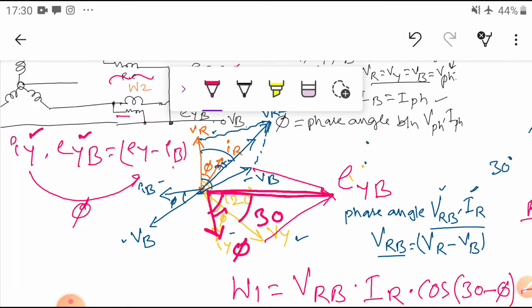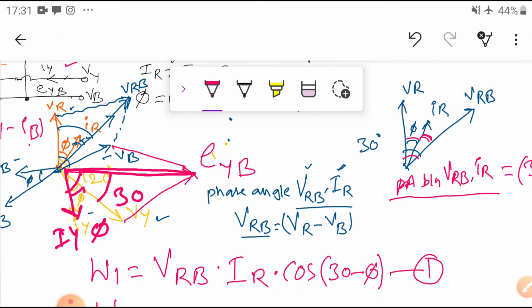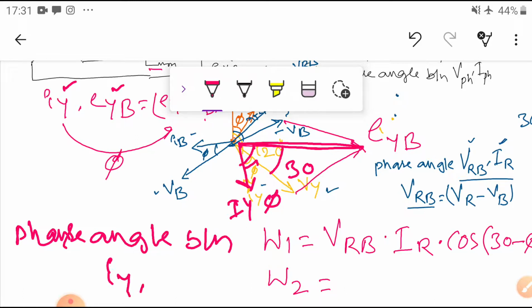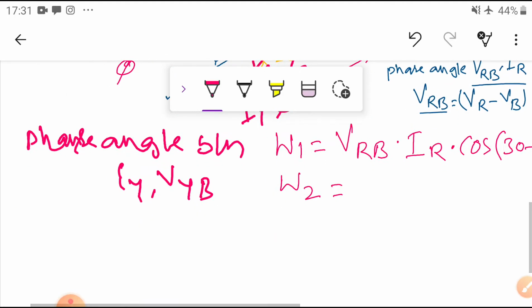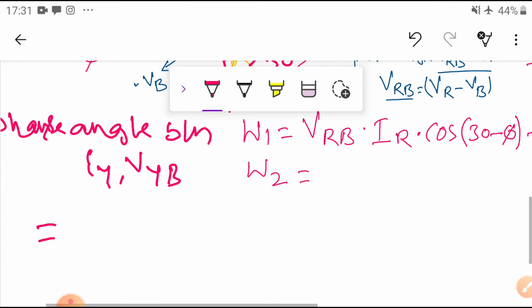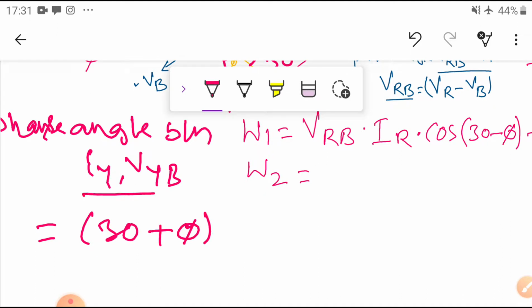So can I write it? What is the phase angle between these two? So IY and this one, the phase angle, can I write it? That is equal to the phase angle between IY and VYB. Okay, voltage YB, this one is equal to, what is the phase angle now? You can see this is the phase angle I require, 30 plus 5. I can write it 30 plus 5. This is the phase angle between these two.